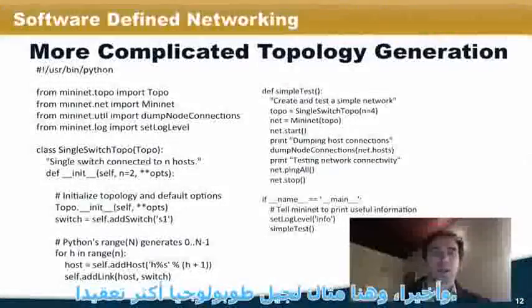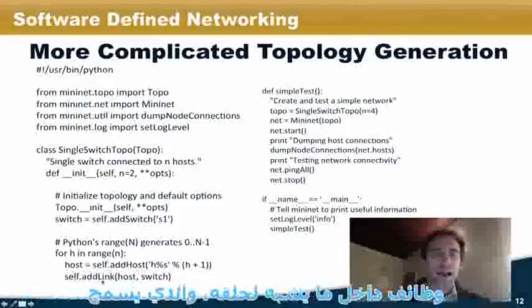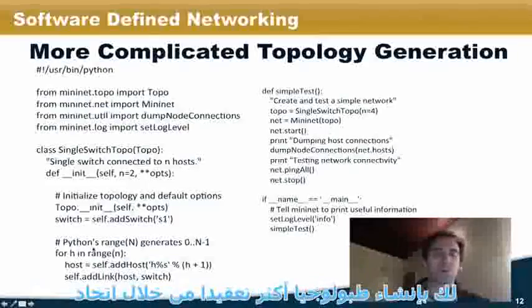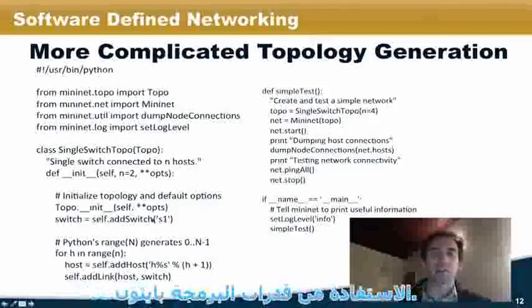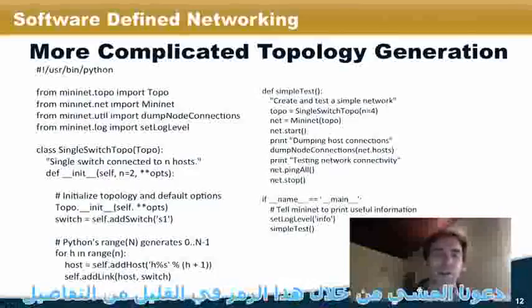Finally, here's an example of a more complicated topology generation. You can see here that you can use the addHost and addLink functions inside something like a for loop, which allows you to create more complicated topologies by taking advantage of Python's scripting capabilities. Let's walk through this code in a little bit of detail.